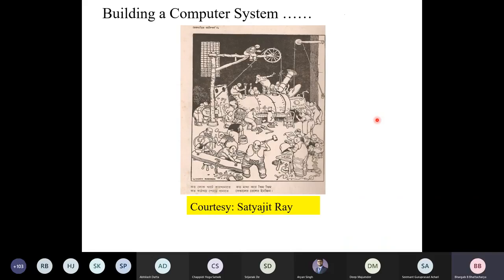I've taken this from a Bengali book by Satyajit Ray. He used this cartoon too, and the chapter is called Railgari Adiparbo, that means how the railway locomotives could be built in previous times. So building a computer system is something like that. So the basic question is, where do I start? What are the design issues?